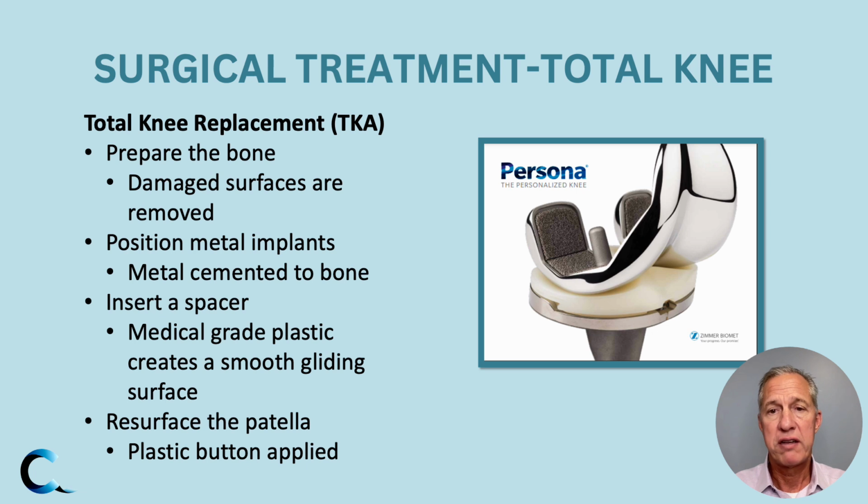In a total knee replacement, we resurface the entire knee joint. We resurface the end of the femur bone with a metal cap. We resurface the upper end of the tibia bone with a metal cap and place a polyethylene piece in between the 2 to act as a new cushion. We also typically resurface the underside of the kneecap with a plastic piece.